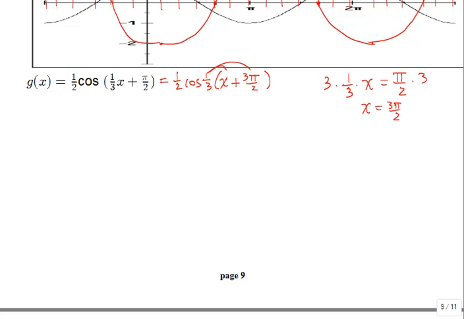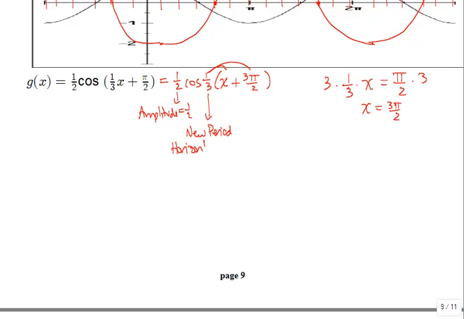Now that I've factored everything out, this 1/2 is my new amplitude. So this time I'm not going as high as I normally am. I'm only going 1/2 high. This 1/3 is my b, which means I'm going to have a new period. Now be careful on this one. This is actually a fraction.